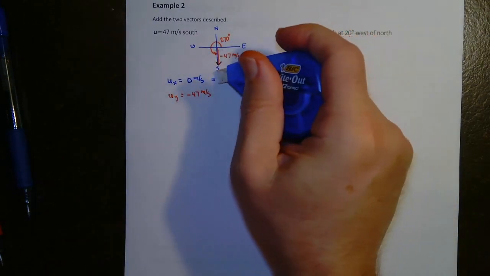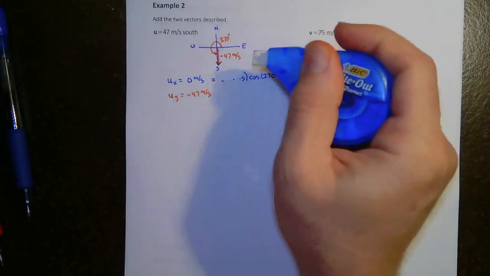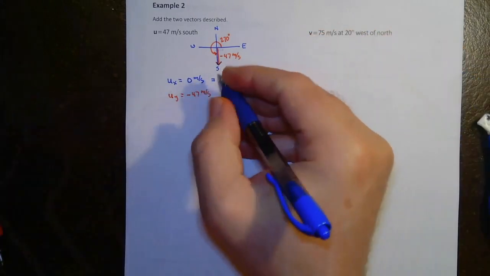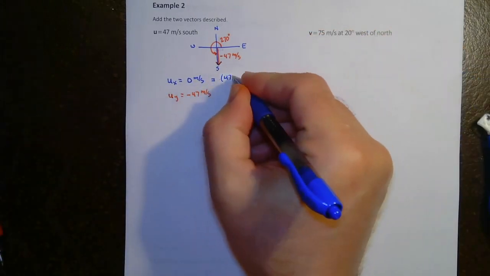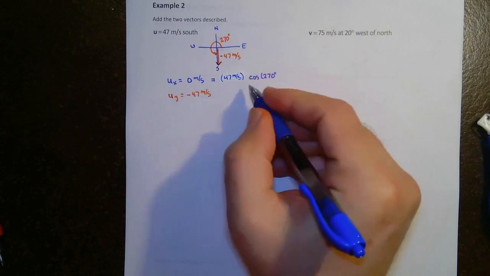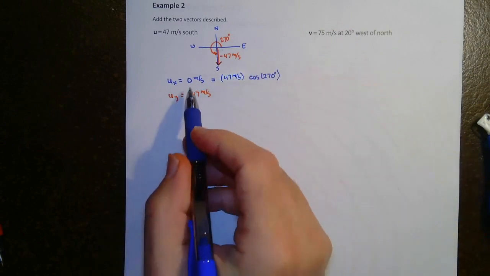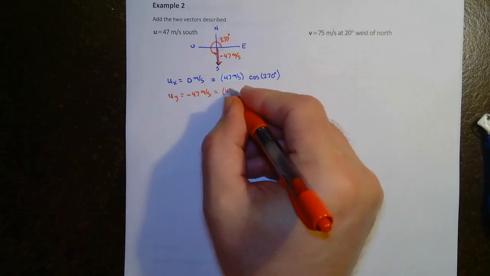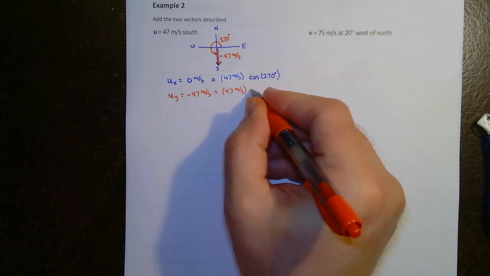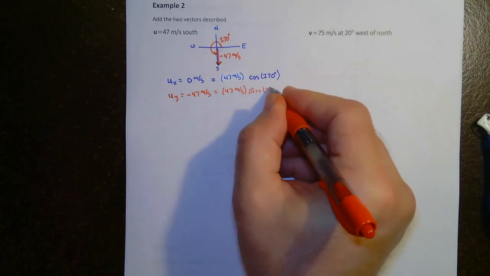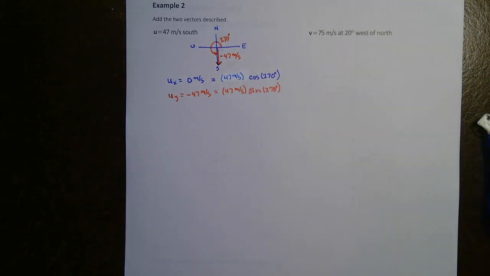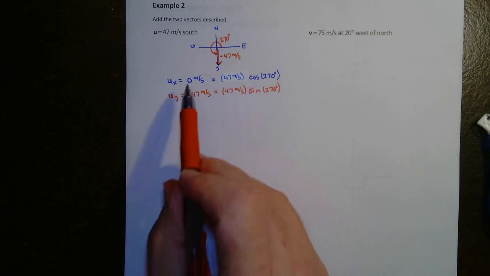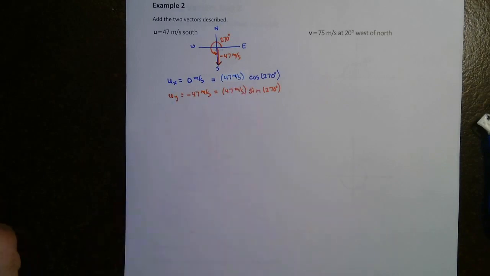So I'm going to rewrite this. So this would be 47 meters per second cosine of 270 degrees, which would give you 0 meters per second. Okay, and then this one would be 47 meters per second sine of 270 degrees. Okay, this would give you negative 47 meters per second, and this one would give you 0 meters per second if you actually put it into your calculator.